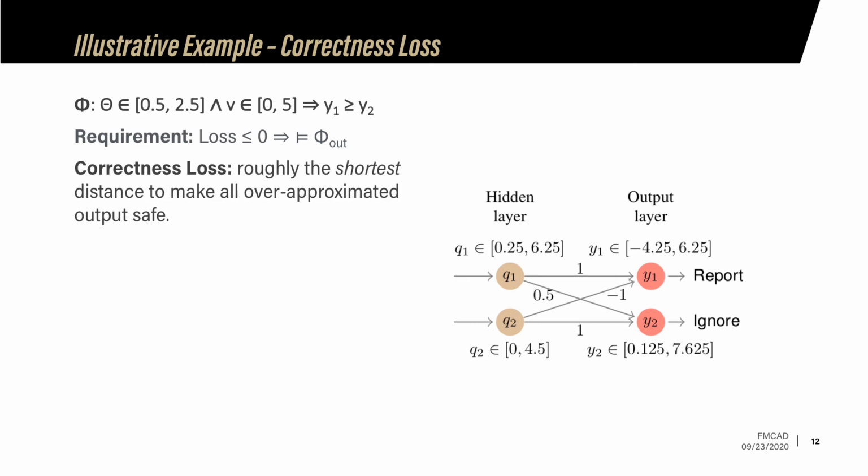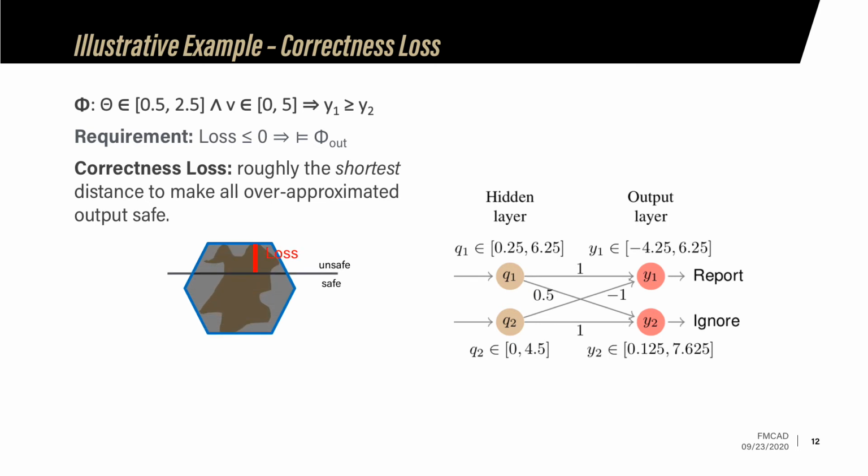So this kind of information should be used in training to optimize the weights. And that's exactly how we want to define our loss function, just to bake in this kind of information to aid the training. Therefore, our correctness loss is defined to be roughly the shortest distance to make all over-approximated outputs safe.